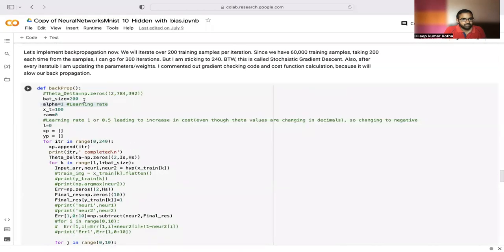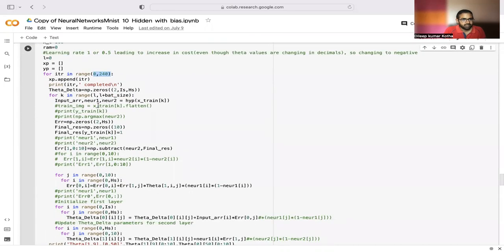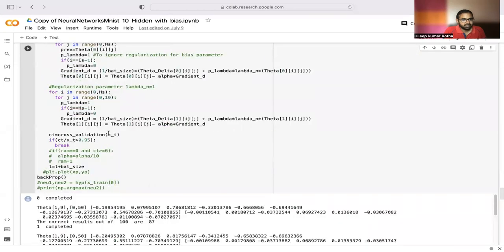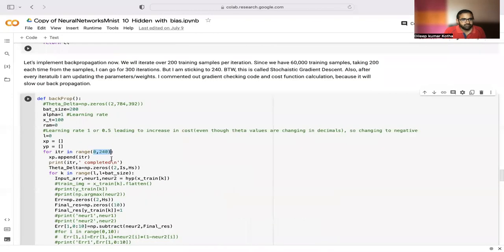So this is how I implemented the batch size. I put a batch size of 200 and 0 to 240 iterations. 240 times 200 is 48,000. Since you have 60,000 training images, it will run without any issue. And what I am doing is for k in range of L to L plus batches. Initially L is 0. Since the batch size is 200, it's 0 to 200. Then I'm incrementing L by the batch size, so L will be 200. Again, from 200 to 400, we are iterating.